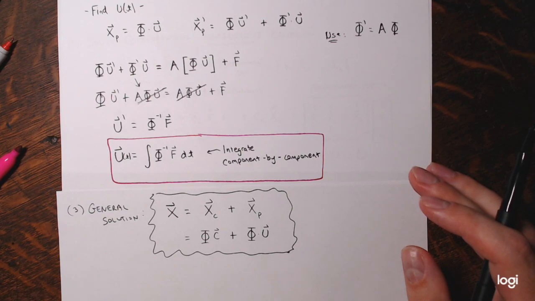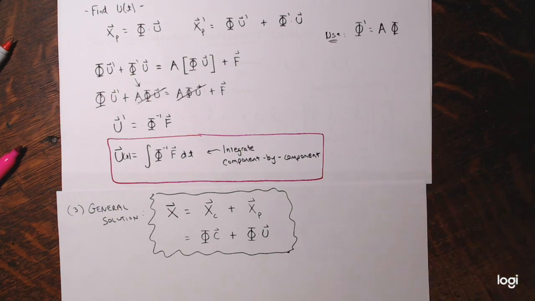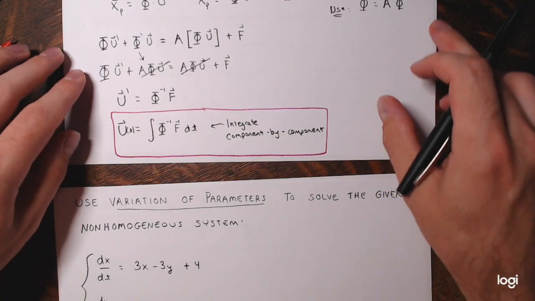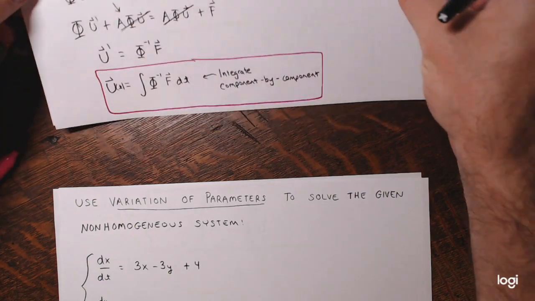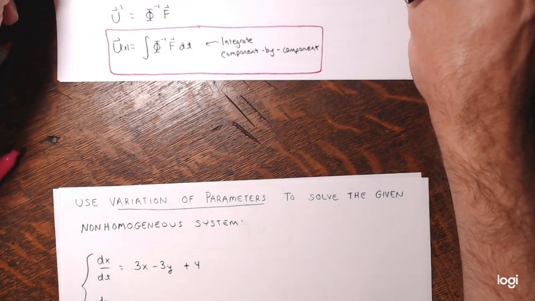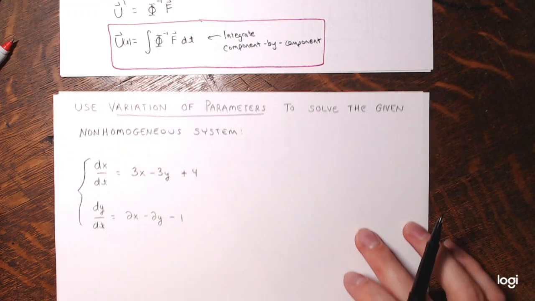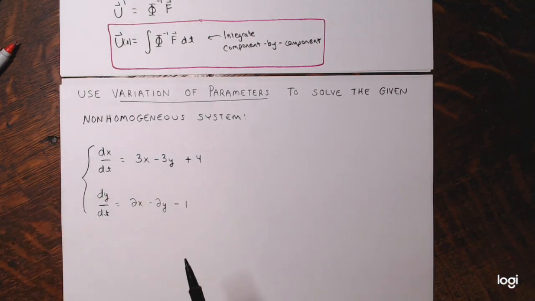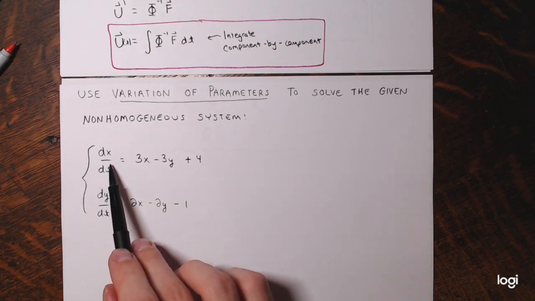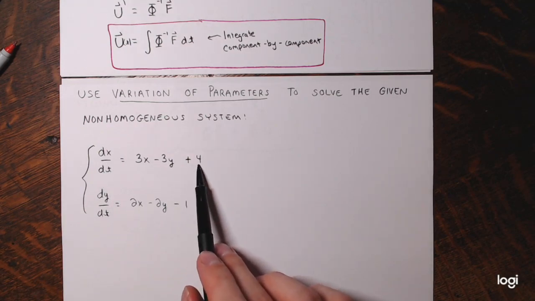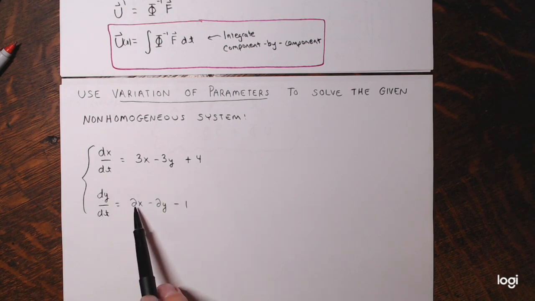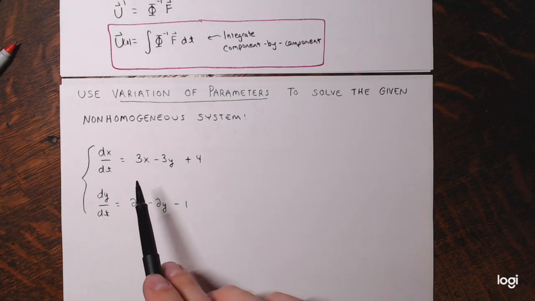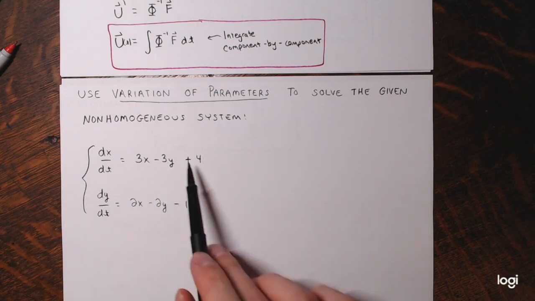Okay. All right, so for my first example, and all three examples I have in this video, I'm asked to do the following. And I'll actually keep this u of t up here, this formula. Use variation of parameters to solve the given non-homogeneous system. So the first one, dx/dt equals 3x minus 3y plus 4, and then dy/dt equals 2x minus 2y minus 1. We're trying to find functions x and y, functions of t, that satisfy both equations.